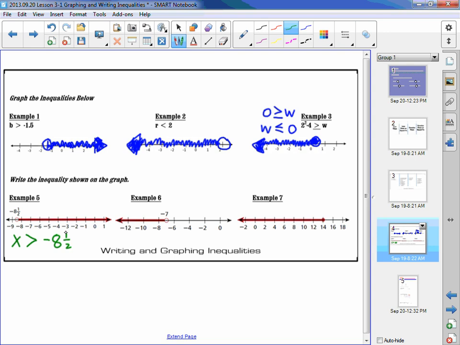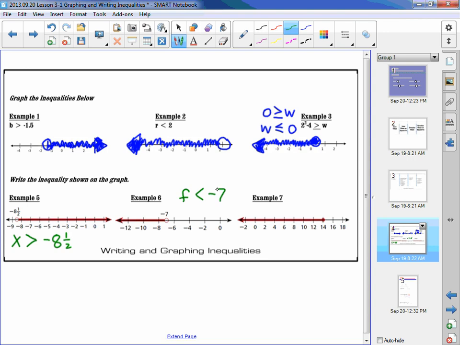And then for example 6, I'm going to use F as my letter. And then my number is -7. It's got an open circle on it, and it's shaded to the left. So remember, anytime something is shaded to the left, that's a less than symbol. I don't need the equal to because it's an open circle, and -7.